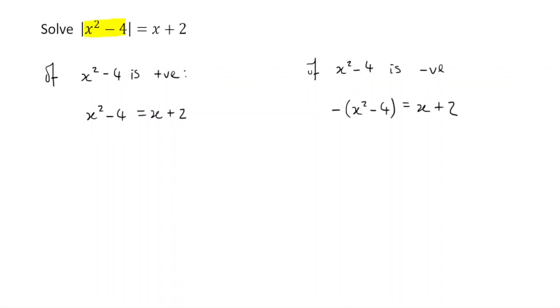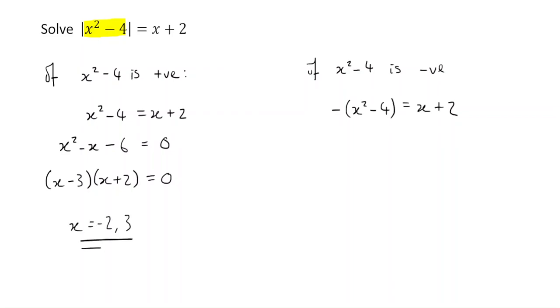So we end up with these two equations. And so we can just solve them now. These are two different quadratic equations. We're going to get x squared minus x minus 6 is equal to 0, which will solve to give (x minus 3)(x plus 2) if we factorize. And so therefore x is equal to negative 2 and x is equal to positive 3.